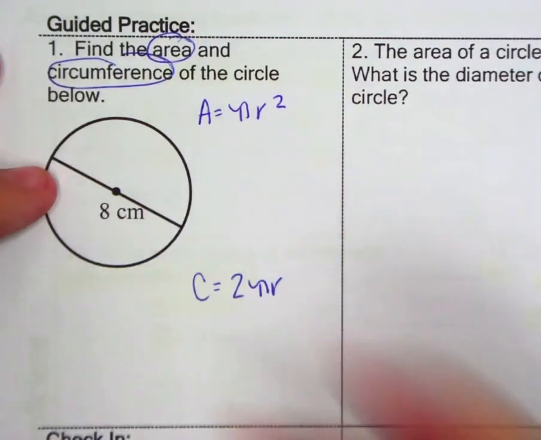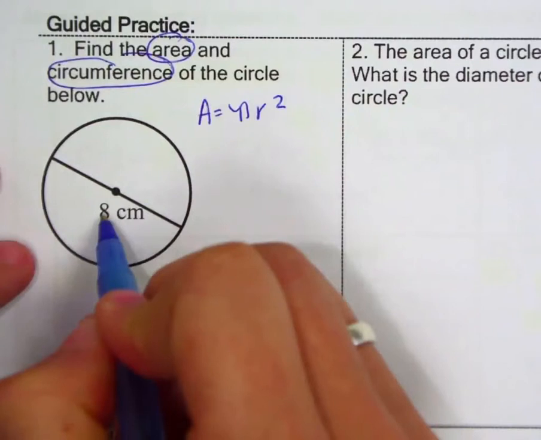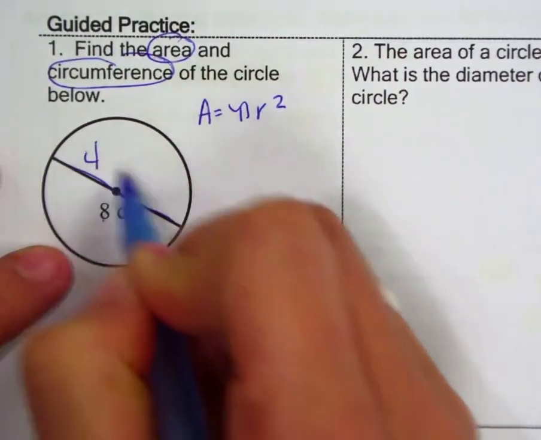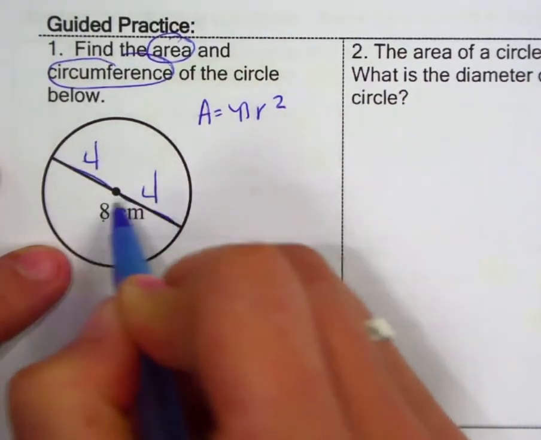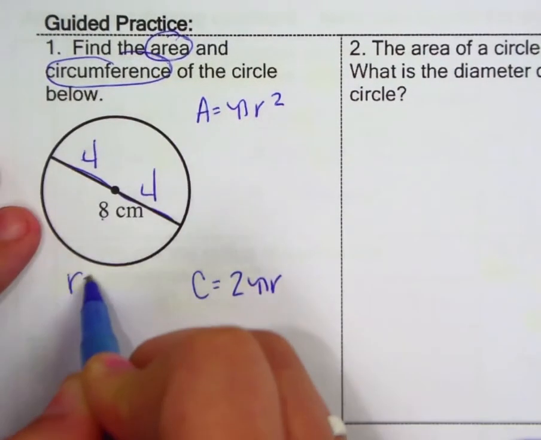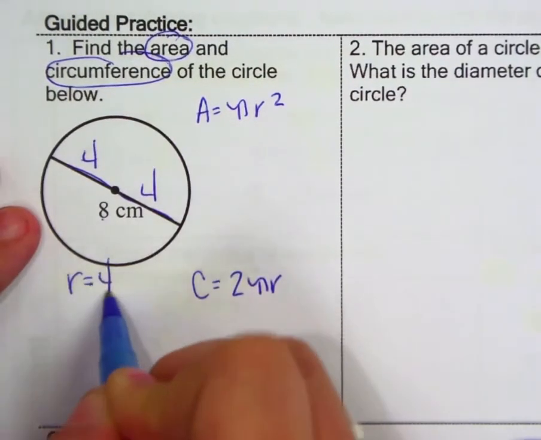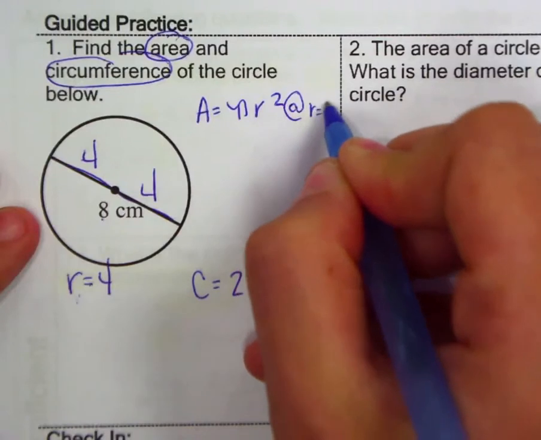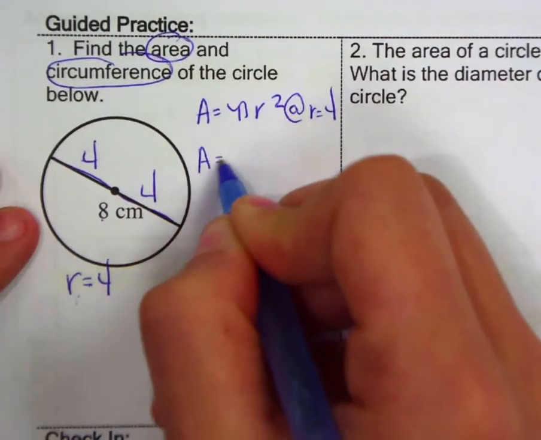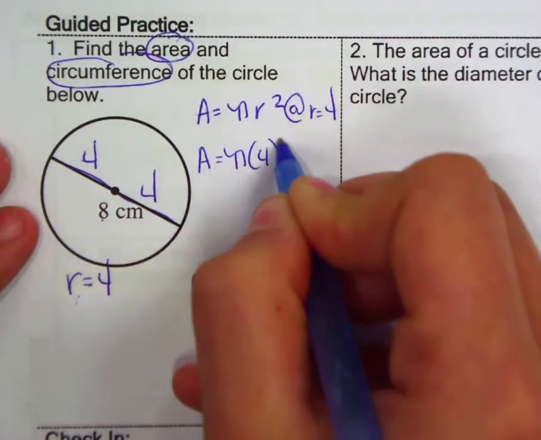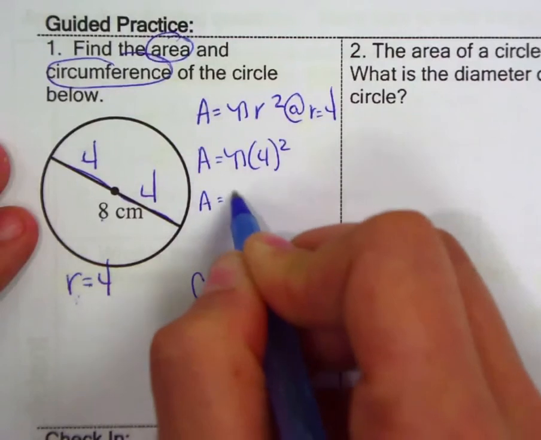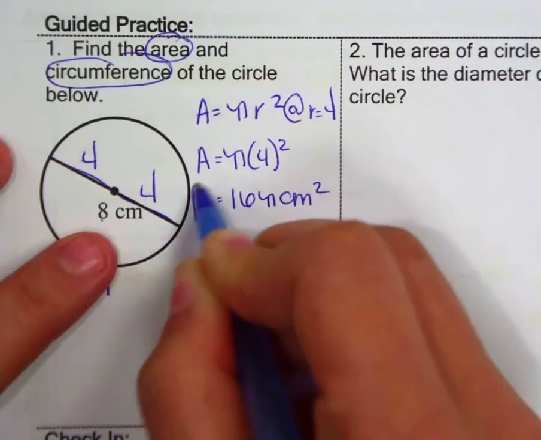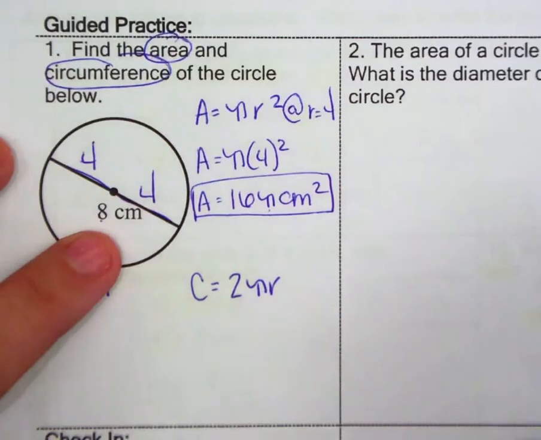So what we have here is 8, and it's going to be the diameter because it's in the middle. So that means each of these are 4, because 4 plus 4 is 8. So my radius is actually 4, and that's what I need to use. Solve this at r equals 4. So the area is pi times 4 squared, which is 16 pi centimeters squared. Pi is a number. We'll deal with that in a second.